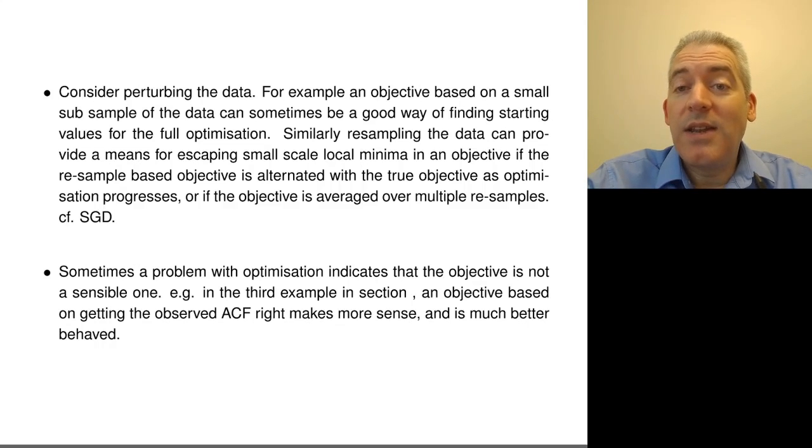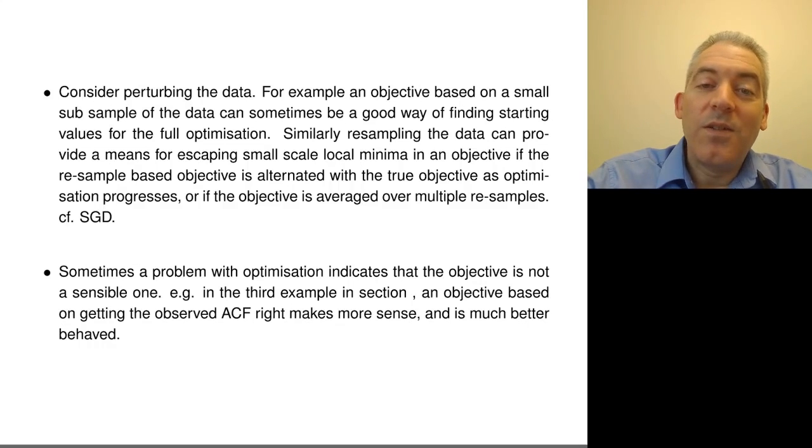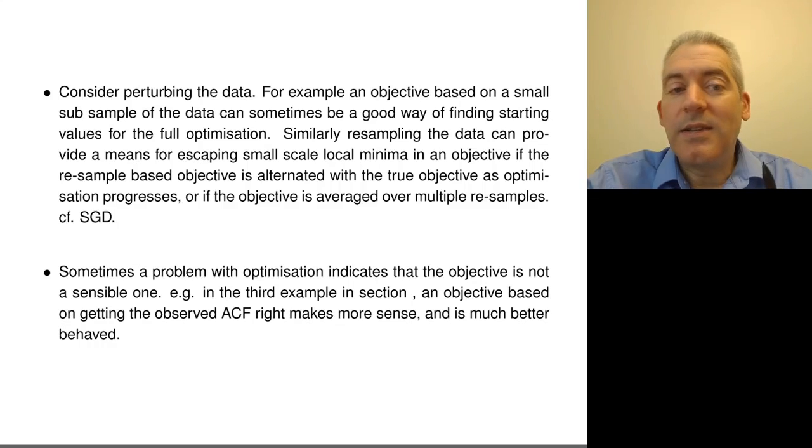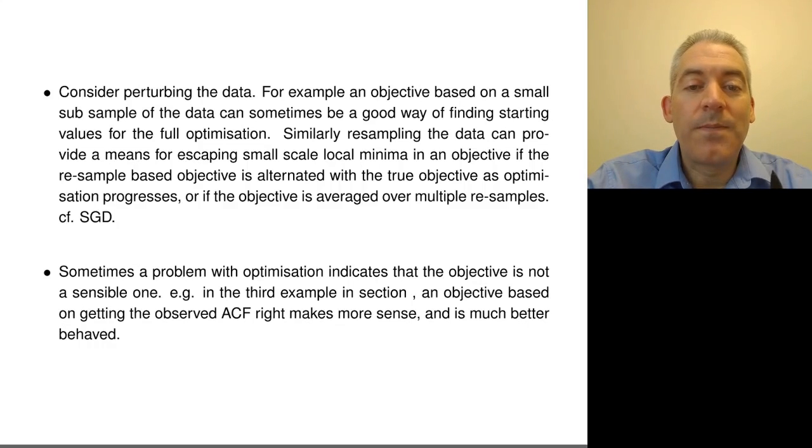Resampling your data slightly, resampling the subset you're working with, can help to, again, allow you to jump out of a local minimum to get to some better minimum as you go along. And of course, a lot of this is very reminiscent of the stochastic gradient descent idea that I've already talked about.